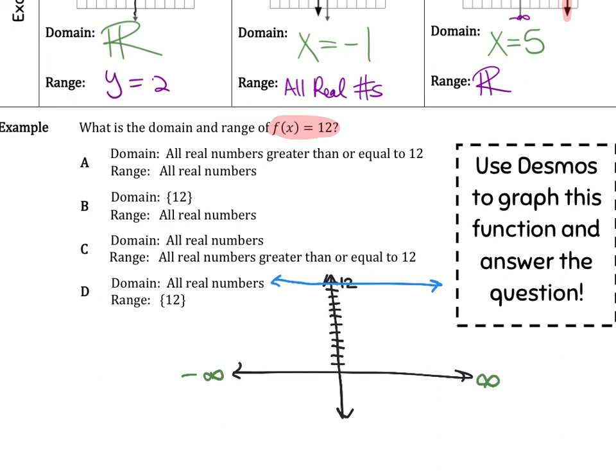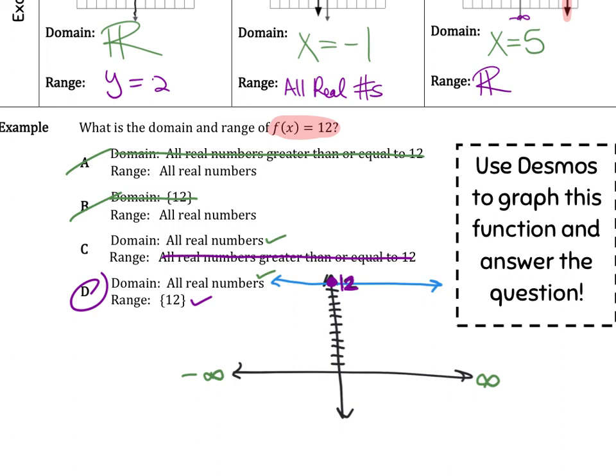So let's get rid of answer choices. First one is wrong. The second one is wrong. Third one, that's fine. Fourth one, that's fine. Now we have to check the range. We already know these are out. The range. Where does this graph show up? What is this value? 12. It shows up at 12, right? Does it show up anywhere else? No, that's the bottom and the top. It's only at the number 12. That's this right here. Not all real numbers. It's just 12. I told you it was D. Nice.